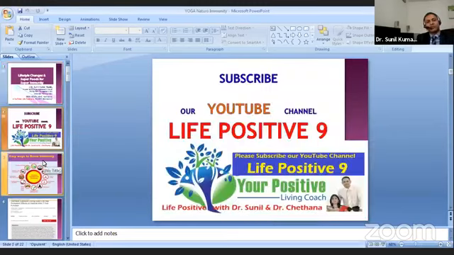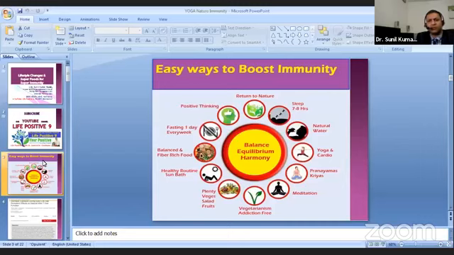So let's just summarize. Dr. Murthy has already told, let's come to each and every point. The best way to boost our immunity and be healthy is to return to nature. We all know. So what is return to nature? We'll go into that.